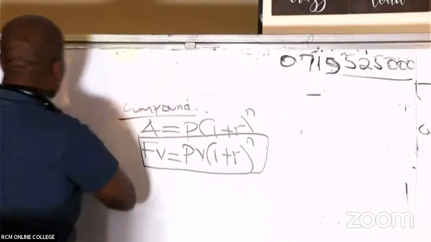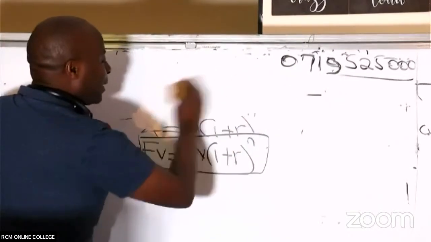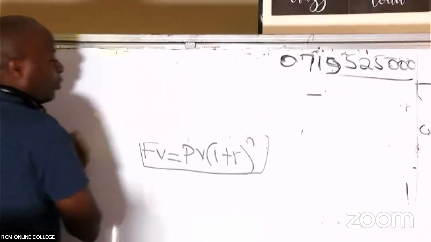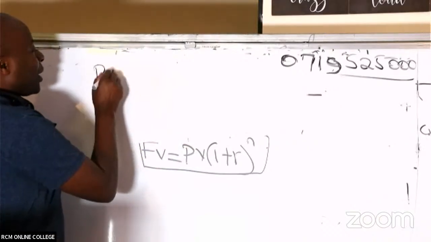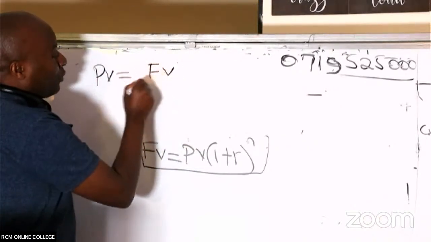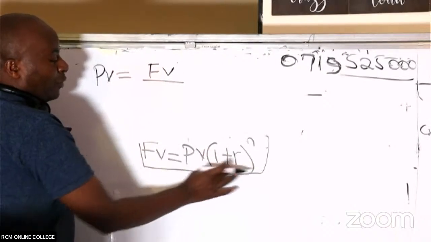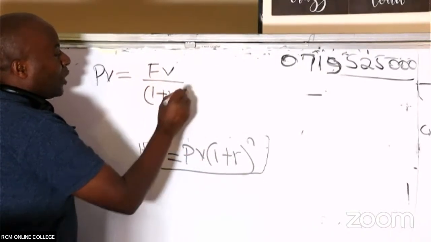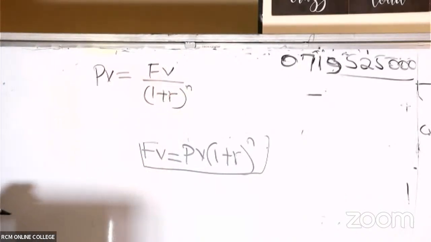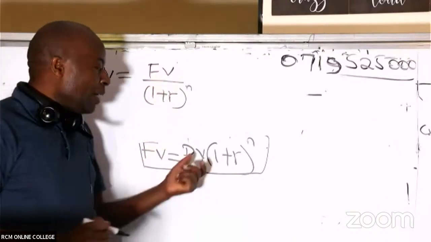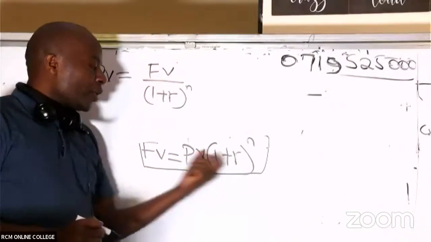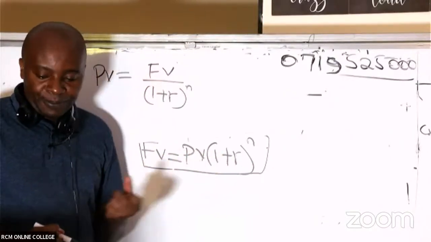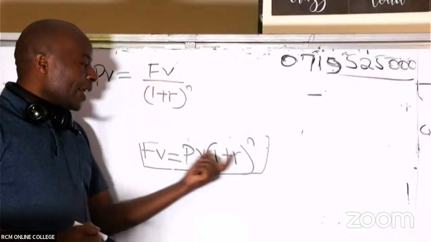Now, this attracts me to something. I would want somebody to make PV the subject of the formula from this future value formula. Is there somebody able to do it? Oh, yes. I know that present value will be equal to future value, so I take this outside: future value into 1 plus r raised to positive n. To leave present value alone on one side, I take the future value divided by this.